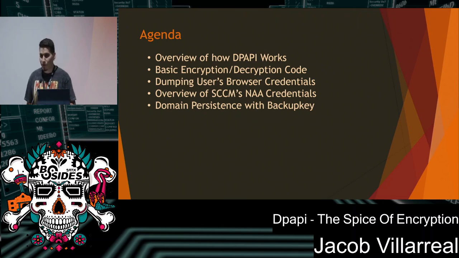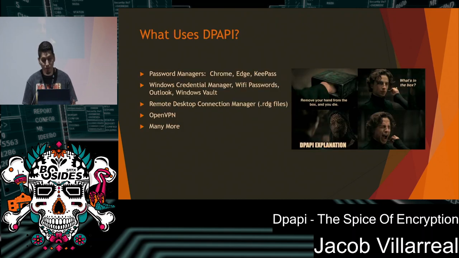So what we'll be talking about is just an overview of how DPAPI works, some basic encrypt and decrypt code, and then we'll talk about how the browsers store the credentials and how we're able to dump those credentials. And then real quick, we'll talk about using that for possible privilege escalation and SCCM credentials, and then domain persistence by getting the backup key from the domain controller.